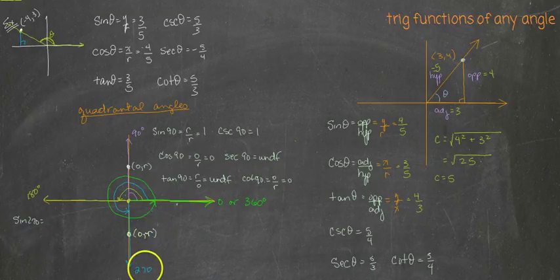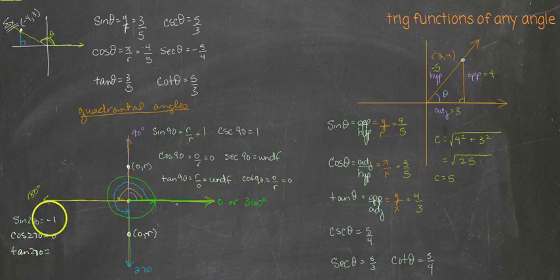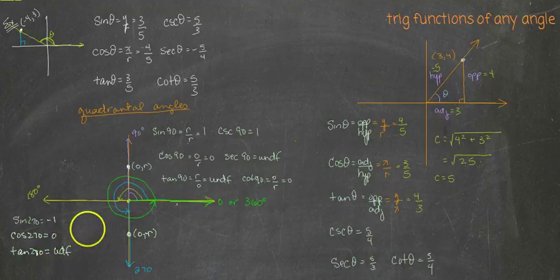So sine of 270 is y over r, so negative r over r, negative 1. Cosine of 270, x over r, 0 over r, 0. Tan of 270 is y over x, negative r over 0, undefined. And then the inverses would be negative 1, undefined, and 0.